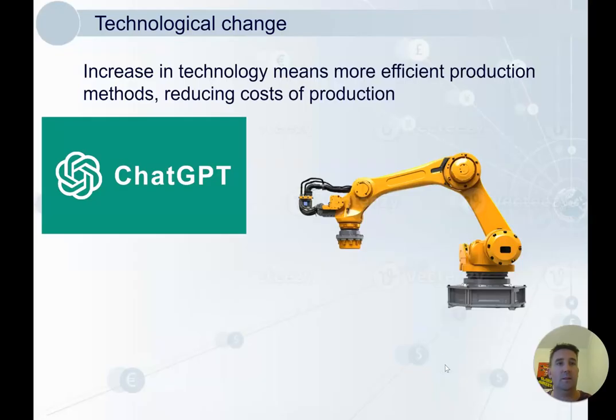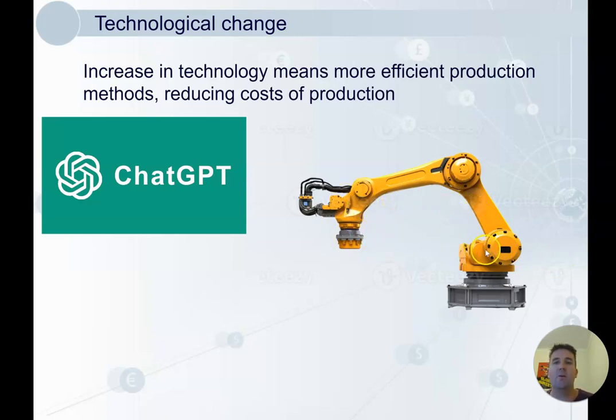Okay, the T is for technological change. So an increase in technology means more efficient production, and that reduces the cost of production. So what we're probably seeing over the last year or so, ChatGPT, that's going to make some people be able to work much more effectively. They can get ChatGPT to do some of the more mundane sort of things, which means they can be more productive per hour of their time. So that reduces costs.